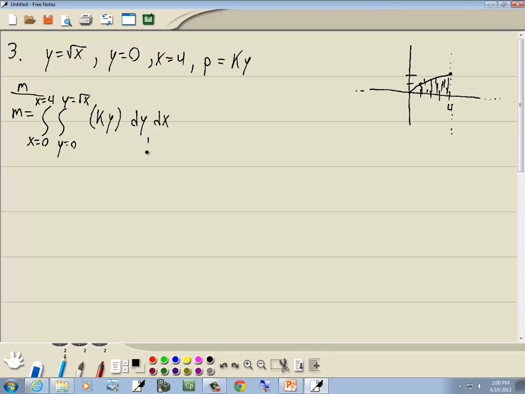Okay, so let's go ahead and do the inner integral. So we got x is equal to 0 to x is equal to 4. We integrate with respect to y. And the k I can go ahead and put out in front. Then the integral of y becomes 1/2 y squared, from y is equal to 0 to y is equal to square root of x, dx.